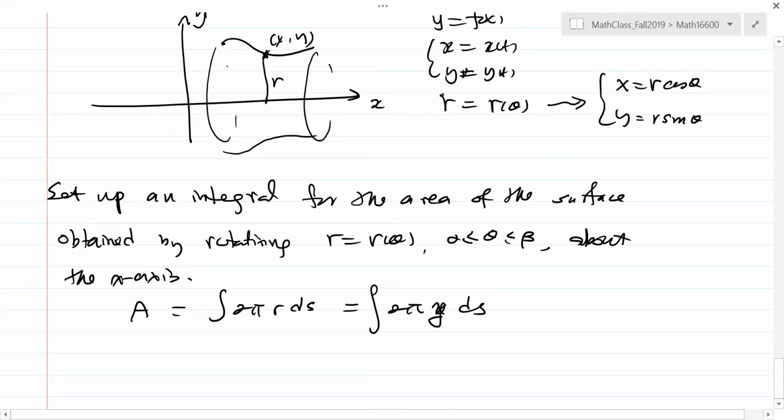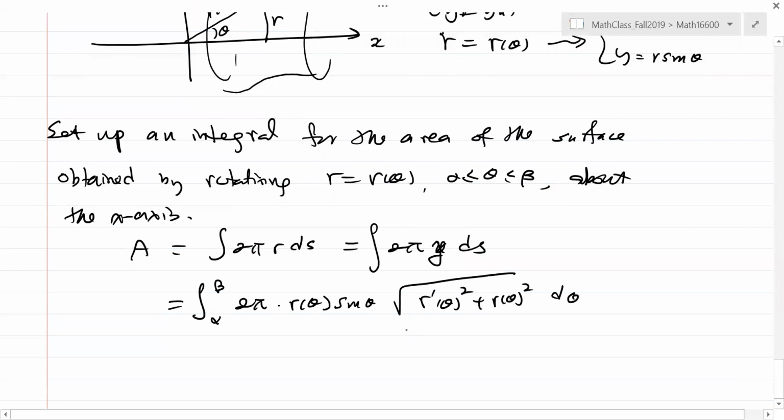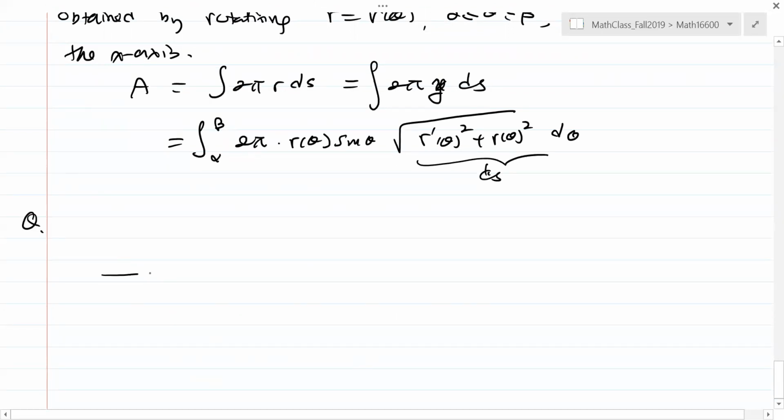Now, if you want to use theta, then it will be theta from alpha to beta, 2 pi. How do you express y? y is going to be r of theta sine theta. If you look at the picture, you can see that this is r of theta, that's theta, so sine of that gives the radius. And here, we already calculated ds: the square root of r prime of theta squared plus r squared, d theta. So this is the ds. Okay, so let's look at the picture again. Now that's my favorite picture. It's a heart, right? The equation is r equals 1 plus cosine theta.